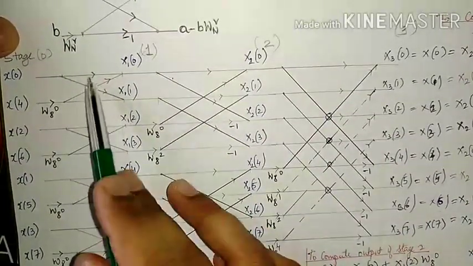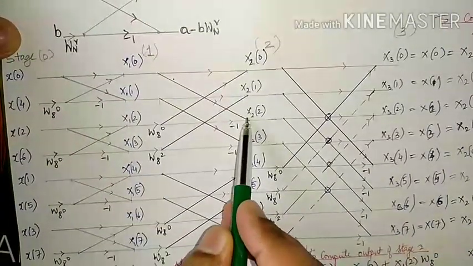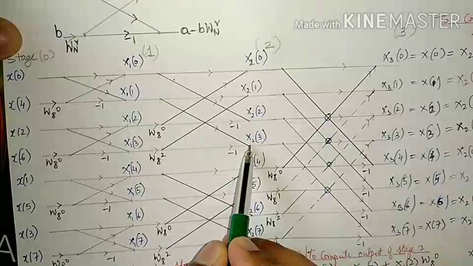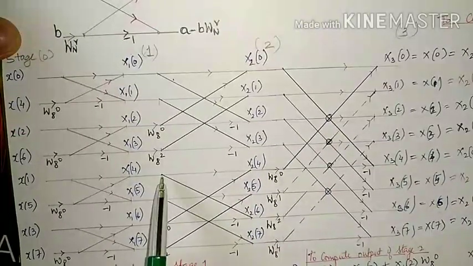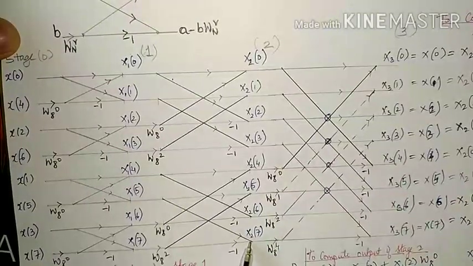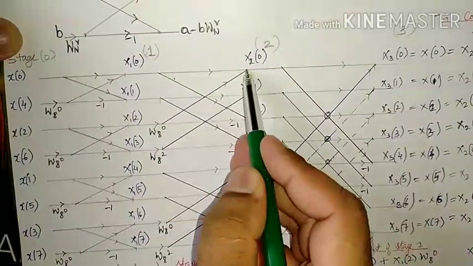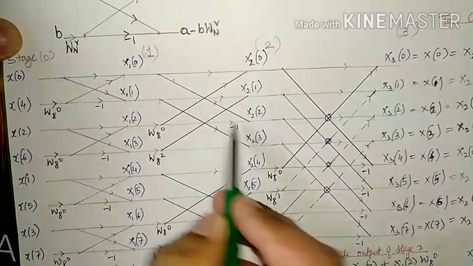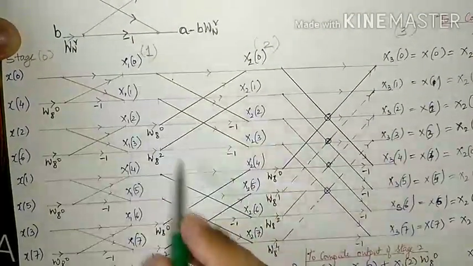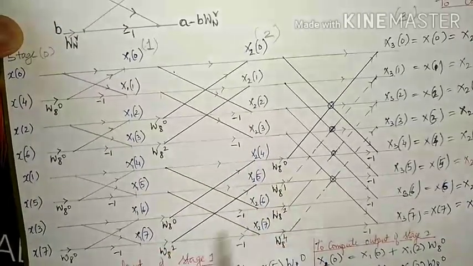Okay, so stage 1 is very easy. For stage 2, you have to join the first line to the third line, second line to the fourth line, and fifth line to seventh line, sixth line to eighth line. So this is first x with W80 and minus 1, and this is second x, minus 1, W82.